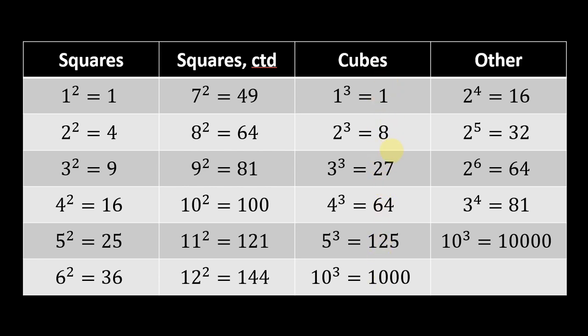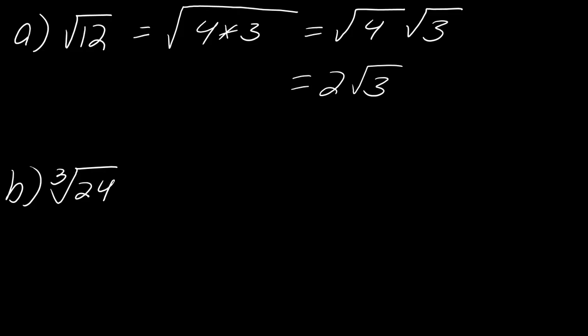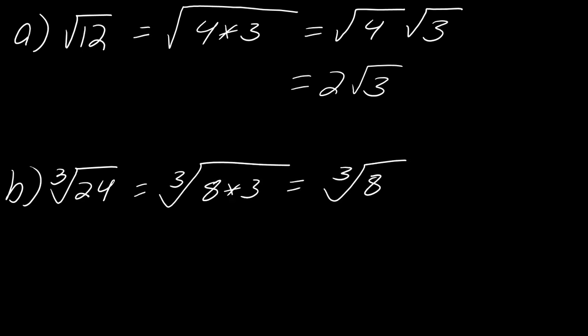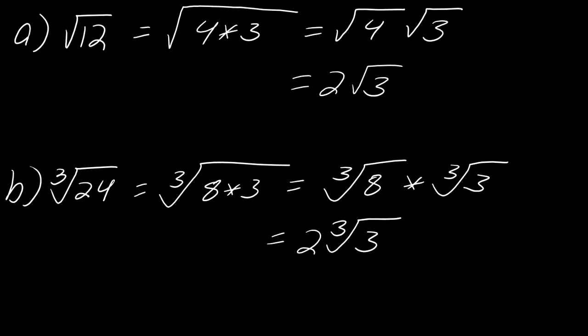So what's the largest number that divides into 24? That would be 8. So I will break this down into the cube root of 8 times 3. So this is the cube root of 8 times the cube root of 3. And so then the cube root of 8 is 2. I can't do anything with the cube root of 3, so we'll just leave it at that.